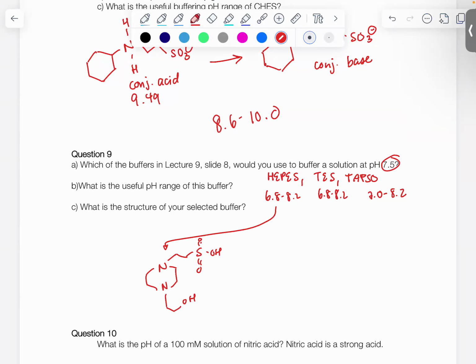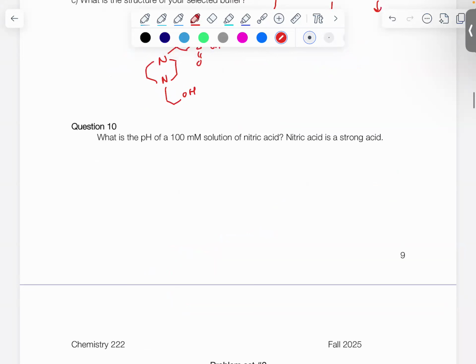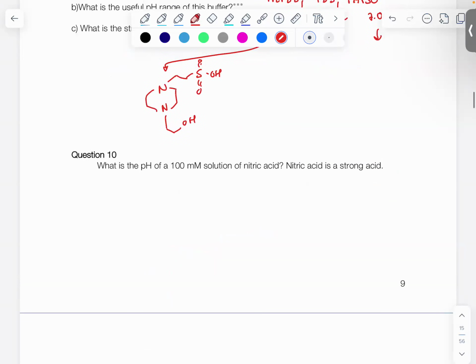And I'll let you guys look up those structures for Tess and Tapso. So the final question of homework 3 is a math question. Nitric acid is a strong acid, and you should remember from Gen Chem that a strong acid means that it fully ionizes in water.